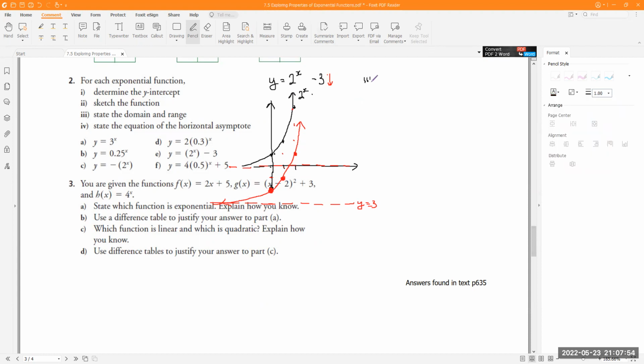State the domain. Once again, for domain, anything goes. There's no restrictions whatsoever. For range, however, it looks like it's going up forever, but it also appears that it will approach -3, but never go past -3. So y belongs to real numbers such that y must be greater than -3. Why is that -3? Well, that gives you a hint of what the equation of the horizontal asymptote is.